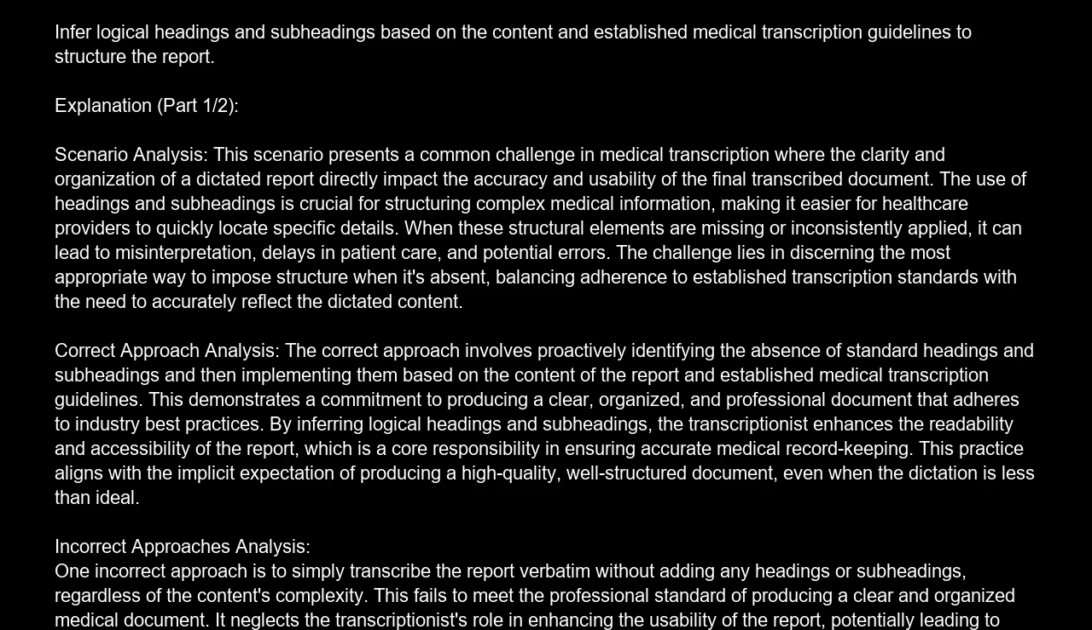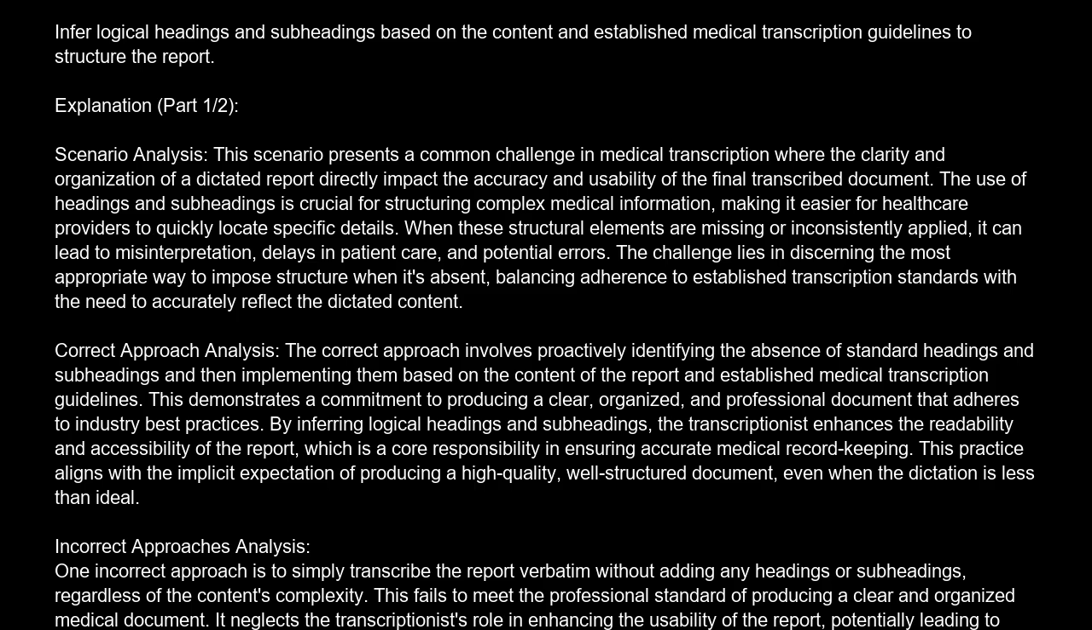The use of headings and subheadings is crucial for structuring complex medical information, making it easier for healthcare providers to quickly locate specific details. When these structural elements are missing or inconsistently applied, it can lead to misinterpretation, delays in patient care, and potential errors. The challenge lies in discerning the most appropriate way to impose structure when it's absent, balancing adherence to established transcription standards with the need to accurately reflect the dictated content.